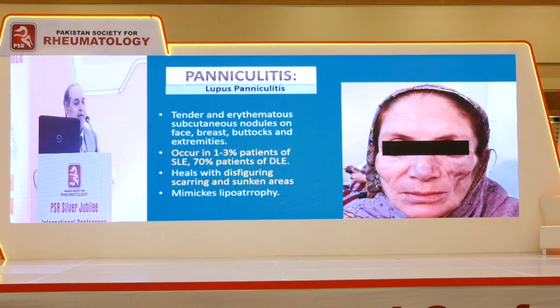Because in simple lipodystrophy, we don't see the nodules, we don't see the indurations. And sometimes on top of these lesions, we also see DLE-like lesions. So sunken areas over the cheeks, upper arms, thighs, a long history of painful nodules, or DLE-like lesions over these areas are important manifestations of lupus paniculatus. This also occurs in 1 to 3% of patients of SLE, but in about 70% of patients of DLE.